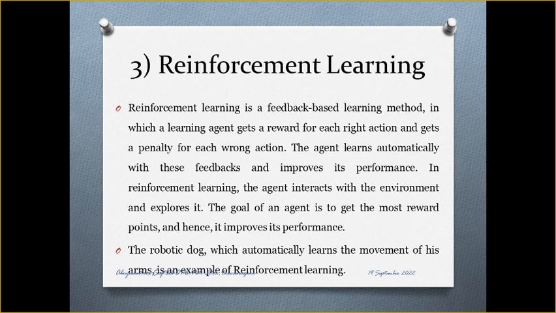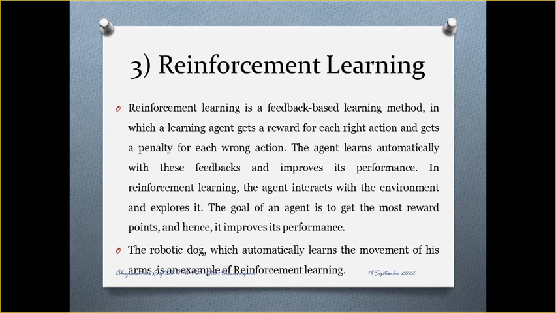So the last category is reinforcement learning. Reinforcement learning is quite different from both of the kinds of learning seen before. In supervised learning we use labeled data. In unsupervised learning we use unlabeled data. In reinforcement learning, the machine is going to learn using feedback.